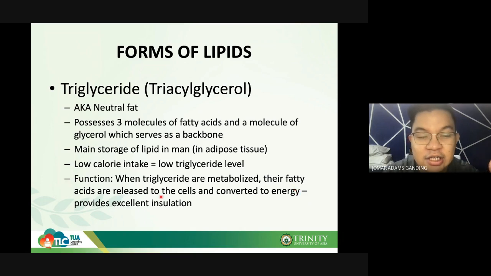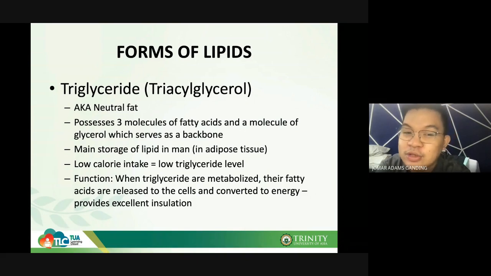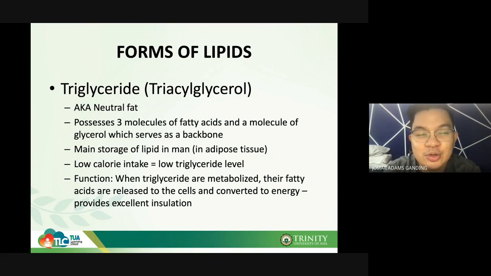The fatty acids are released into the cell and are converted to energy, and this energy is being produced now in the body through the process of gluconeogenesis. And aside from that, your triglycerides also provide an excellent insulation, diba? So, an excellent insulation. So, yung mga mas fluffy like us, we have our own natural insulators, okay? And also shock absorbers. So, those are important functions of your triglyceride.